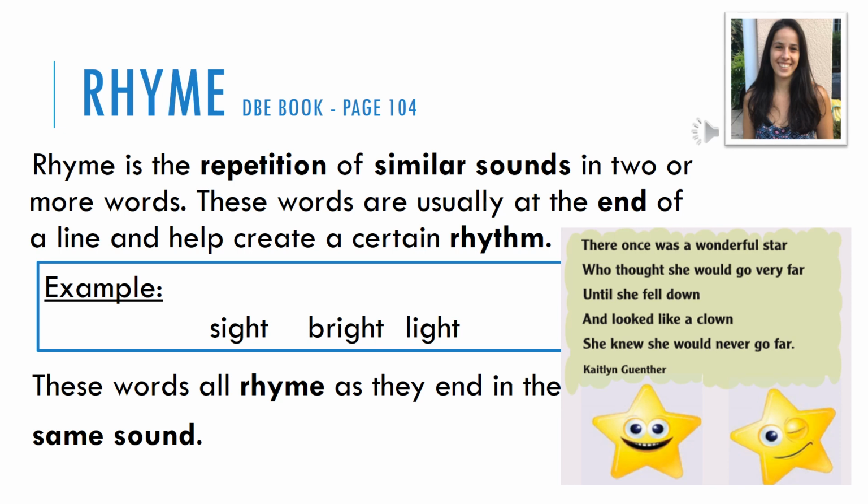So rhyme, I gave you 3 rhyming words at the bottom. There's the example: sight, bright, and light. These words all rhyme as they end with the same sound.